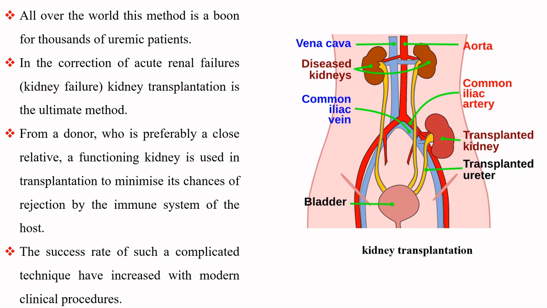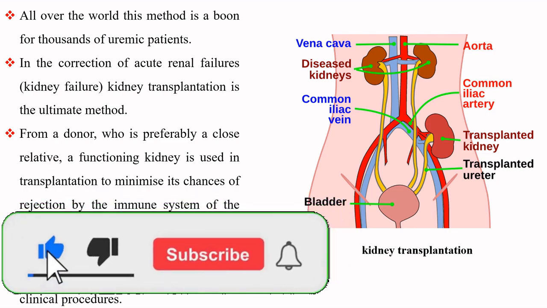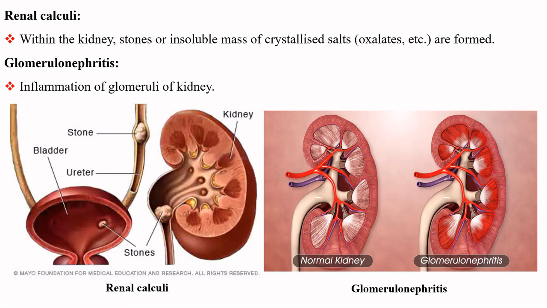In the correction of acute renal failures, kidney transplantation is the ultimate method. A functioning kidney from a donor, who is preferably a close relative, is used in transplantation to minimize the chances of rejection by the immune system of the host. The success rate of such a complicated technique has increased with modern clinical procedures. Renal calculi. Within the kidney, stones or insoluble masses of crystallized salts are formed. Glomerulonephritis, inflammation of glomeruli of the kidney.